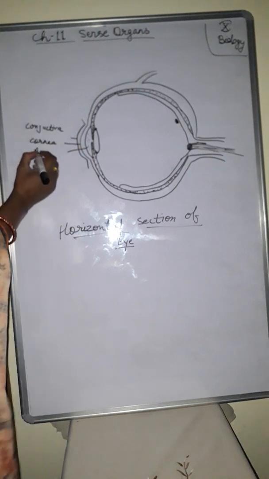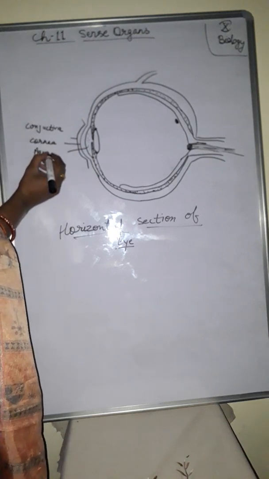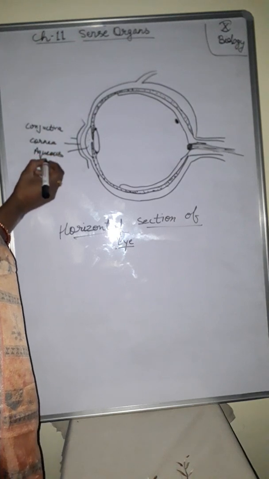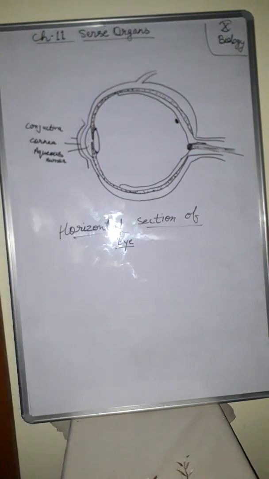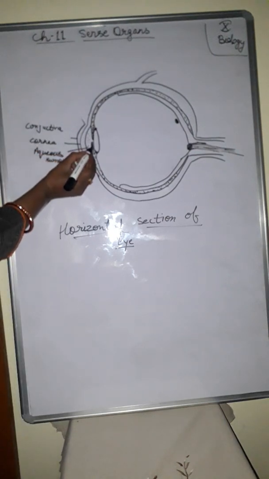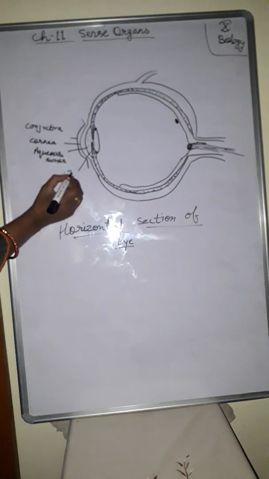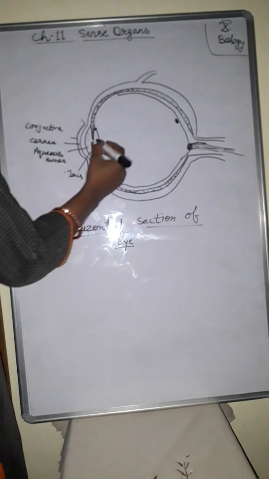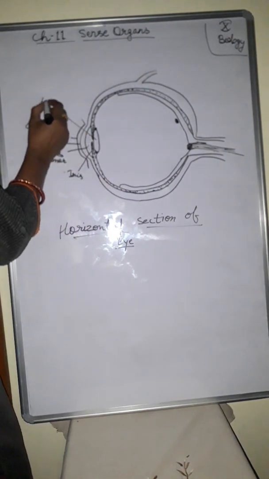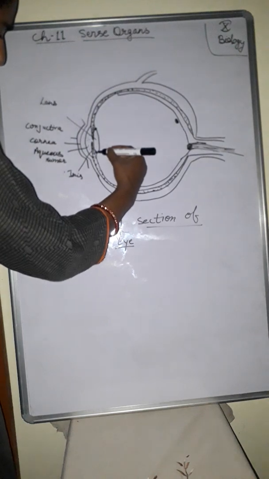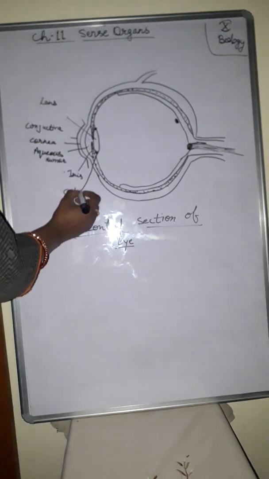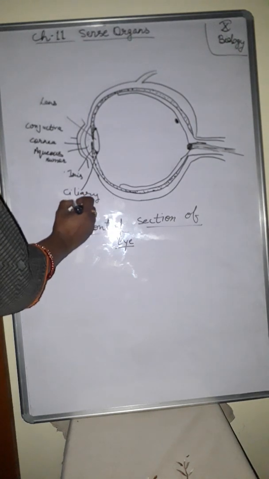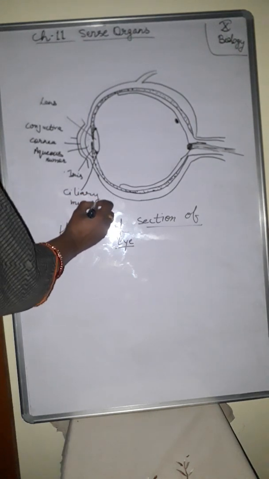A fluid is filled here. This is called aqueous humor. After that, this long process is called iris. And this is the lens, supported by the six muscles. These are called ciliary muscles, the circular ciliary muscles.